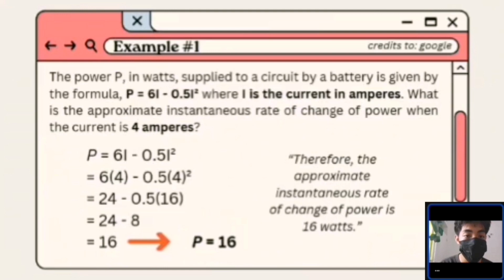Okay, so looking at the formula, P equals 6I minus 0.5I squared, we change I into 4. So it equals 6 times 4 minus 0.5 times 4 squared. 6 times 4 becomes 24. Then 4 squared becomes 16, and times 0.5 becomes 8. Then 24 minus 8 gives 16. So P equals 16. Therefore, the approximate instantaneous rate of change of power is 16 watts.